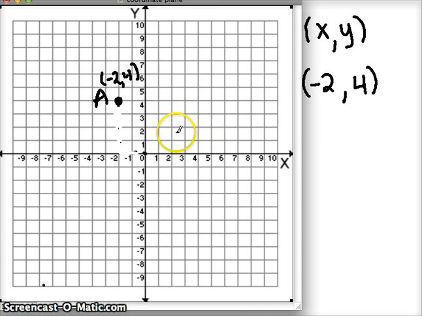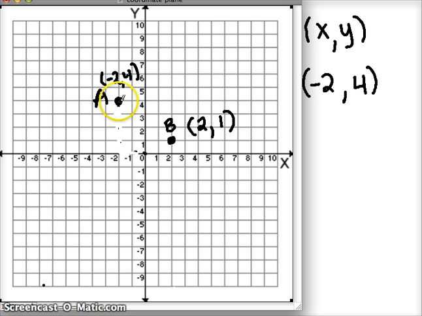Let's talk about another point here. Let's say I want this point right here. We'll call that point B. And if I want the x value, well, I count over where it meets up with the x-axis. That's at +2. And where it meets up with the y is right here at +1. So 2, 1 is the location of point B.